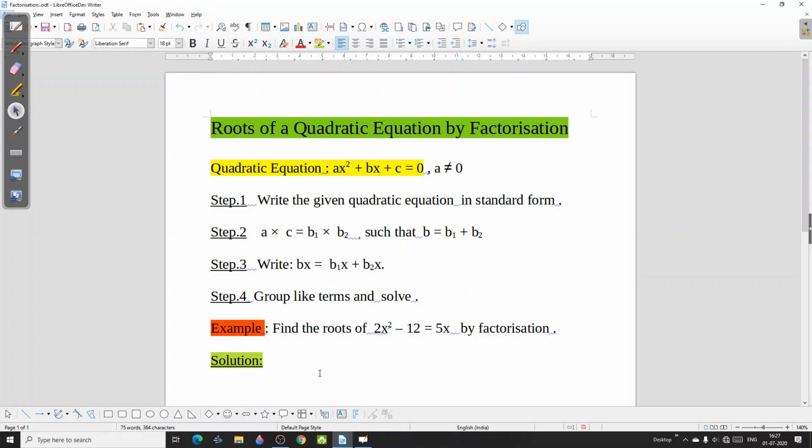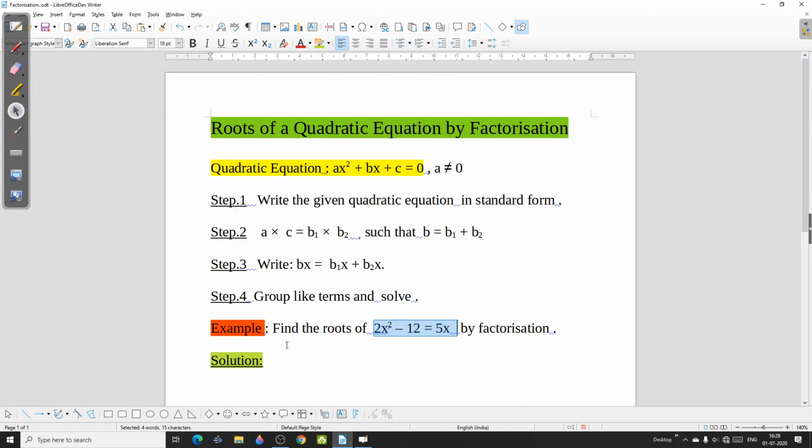Let us learn this concept with the help of an example. Here we have an example: find the roots of 2x square minus 12 equal to 5x by factorization. The quadratic equation given to us is not in standard form. So first of all we'll write it in standard form. That means x square should come first, then the x term, and then the constant. Also, on the right hand side there should be 0. So let us do this.